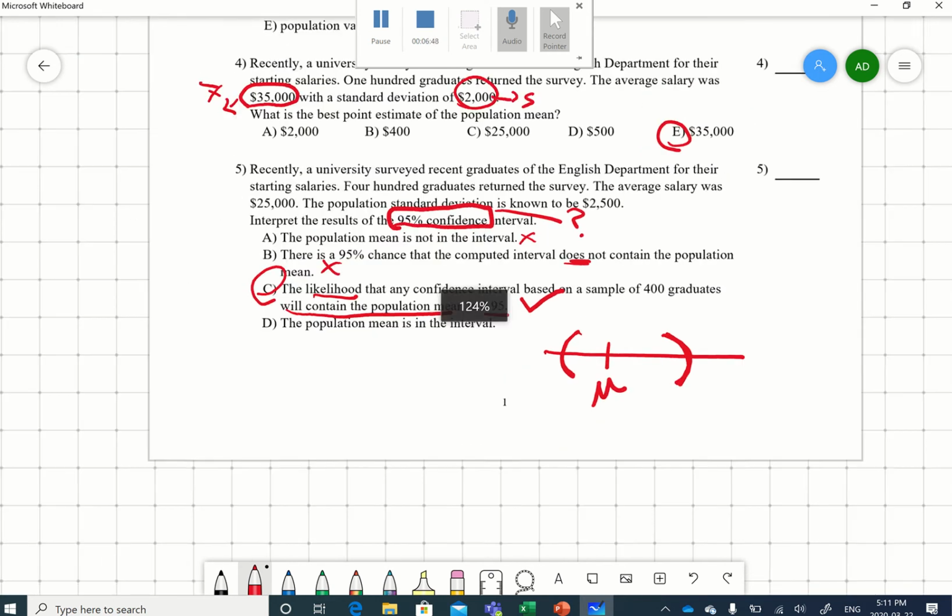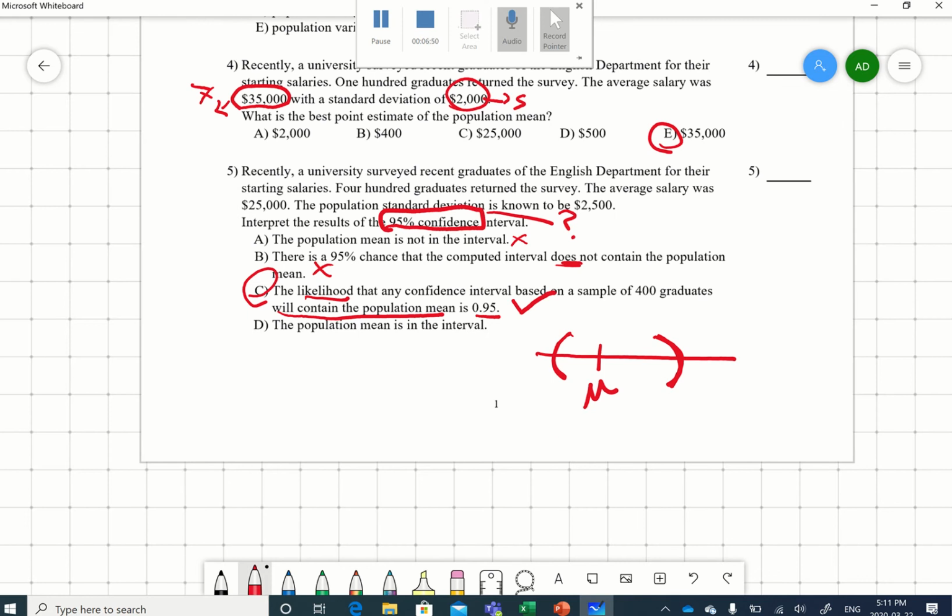Okay. Right. Next page. Let me go to the next page.